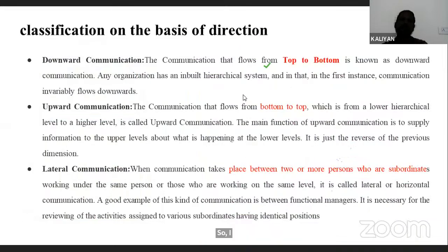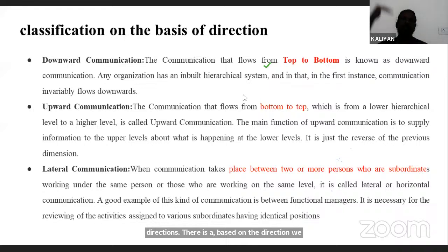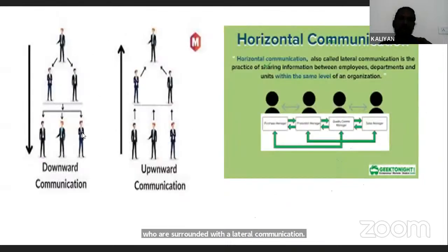Next is the classification on the basis of direction. Based on the direction we classify the communication. Downward means top to bottom. Upward communication means the communication flows from bottom to top. Lateral communication means the communication is at the horizontal level, within two or more persons who are subordinates. See, this is downward, up to down; upward, down to up. Horizontal means the same position, for example in one company, the communication among the laborers. So this is horizontal or lateral communication.